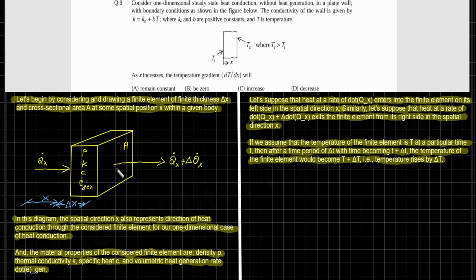So, the interaction of all these with the finite heat capacity of the finite element causes the rise or the change in the temperature of the finite element by ΔT over a time period or a time difference from its particular time t.